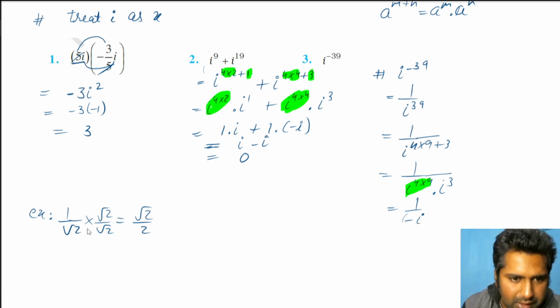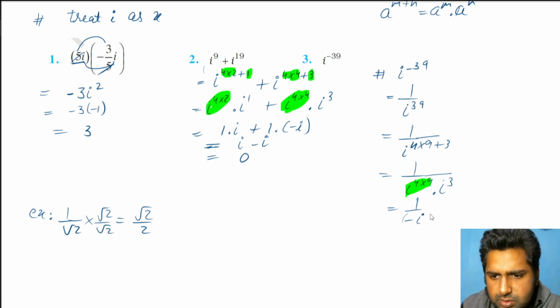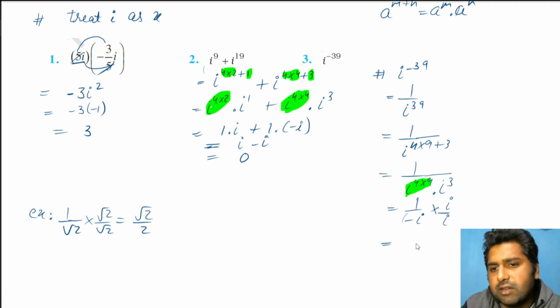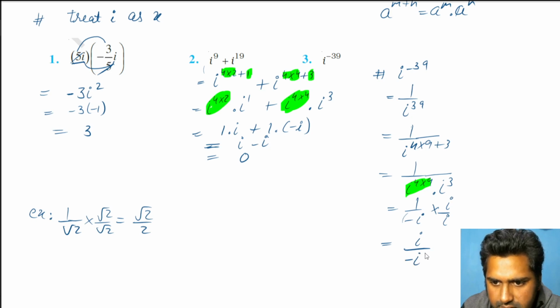Same thing we have to do here also. If a square root of a number is present, in order to rationalize, we multiply by the same square root. Iota is nothing but square root of minus 1. So I'll multiply both numerator and denominator with iota. We never leave our answer in the denominator in terms of iota. So 1 into iota is iota. Denominator: minus i into i, minus i square.